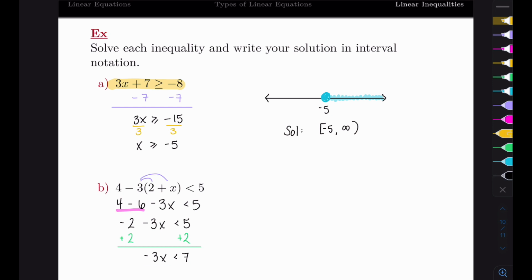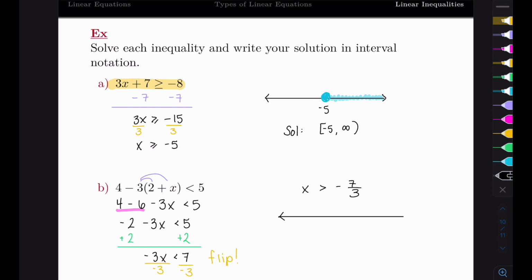And now I need to get rid of that -3. So again, I divide by it, but I'm dividing by a negative number. So I need to flip the sign. So that leaves us with x is greater than -7/3. Okay. So we've got to put this in interval notation.